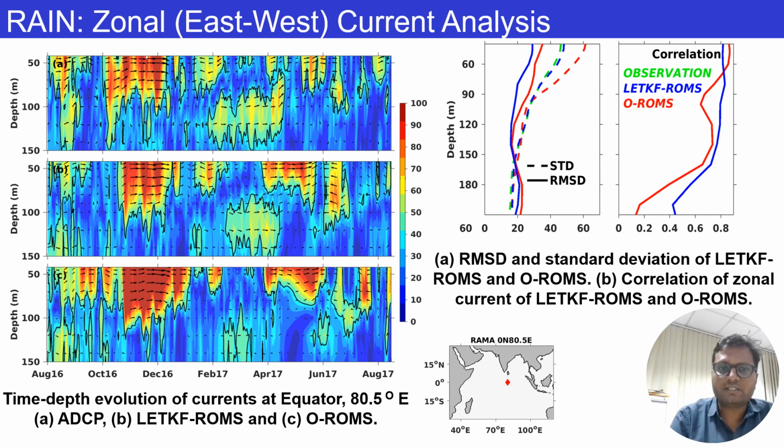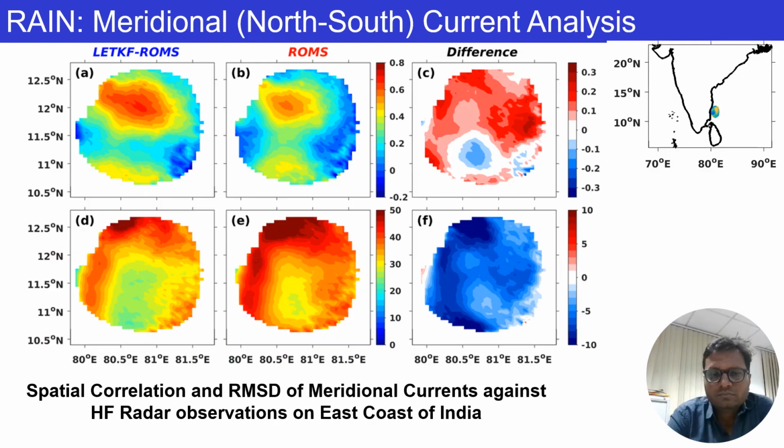Comparison of subsurface currents is presented in this slide. The model derived zonal currents are compared with ADCP observations. LETKF ROMS tries to capture this observed spatio-temporal variability, whereas free ROMS is overestimating. The large current system, that is the Wyrtki jets, during October-December is captured by both the systems, whereas the intense current persists for a longer period in free ROMS. This overestimation is reduced in LETKF ROMS.